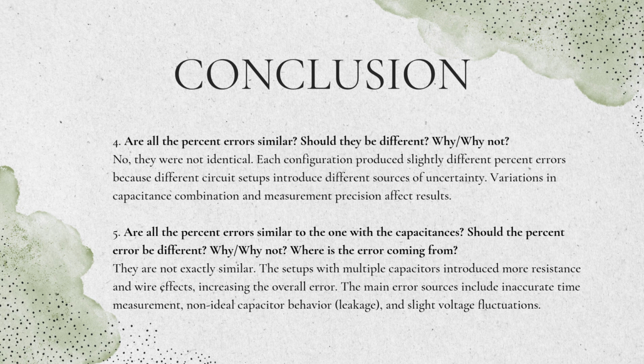For question 5, the percent error similar to the one with the capacitance were not exactly similar. The setups with multiple capacitors introduced more resistance with wire effects, maybe increasing the overall error. The main error sources included inaccurate time measurements, non-ideal capacitor behaviors, and slight voltage fluctuations.